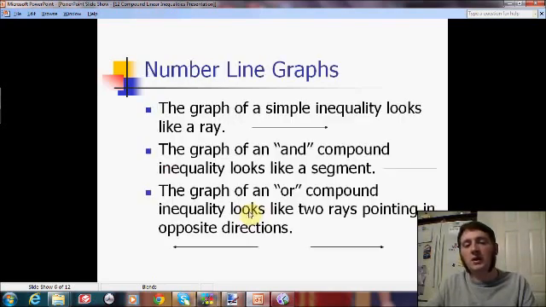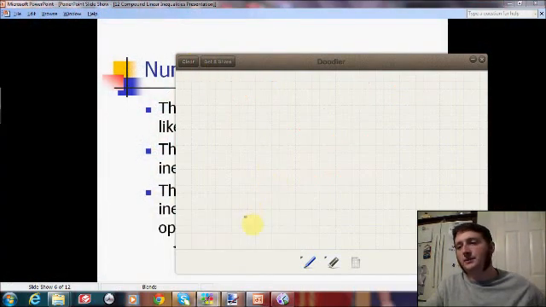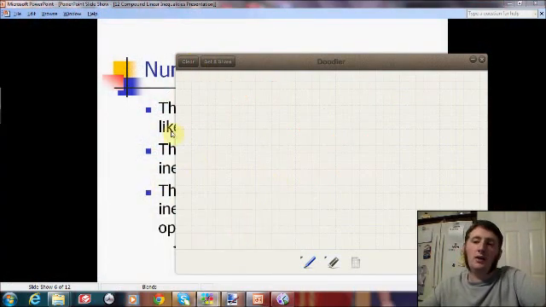What would these look like as number line graphs? Well, from the previous lesson, a simple inequality looked like a ray. Turns out that the idea of betweenness, an and compound inequality, is going to look like a segment. The or is going to look like two rays pointing in opposite directions. So this sort of gives you the idea. And so let's go back. Ooh, that's still left there from the last lesson. So we've got an inequality that looks like this.